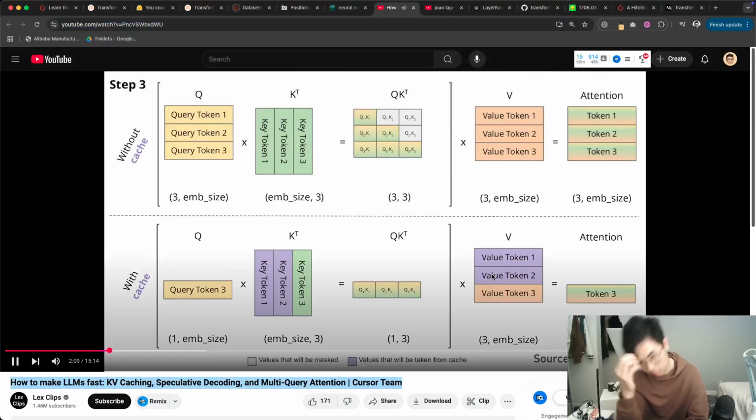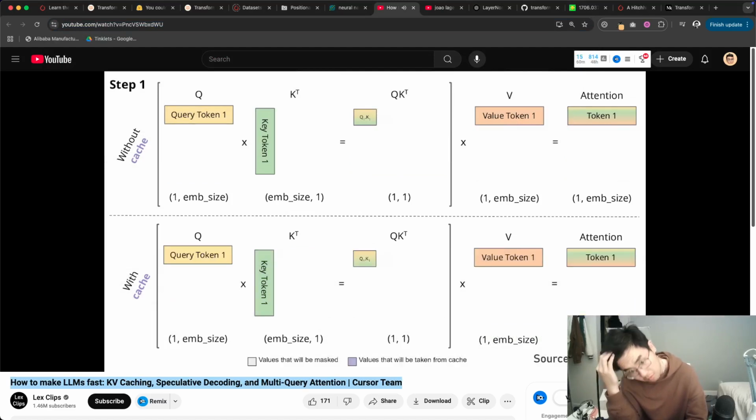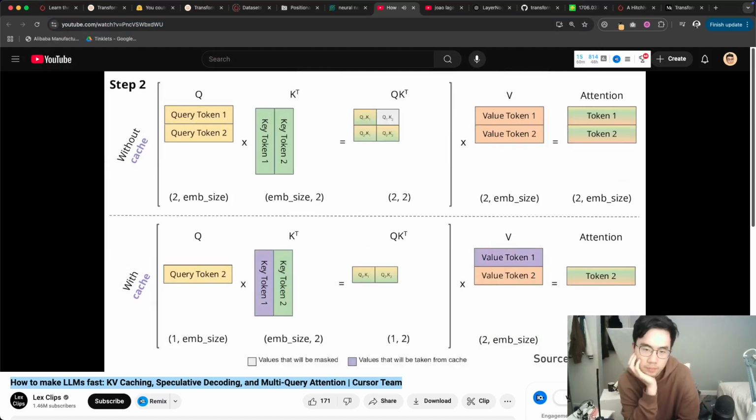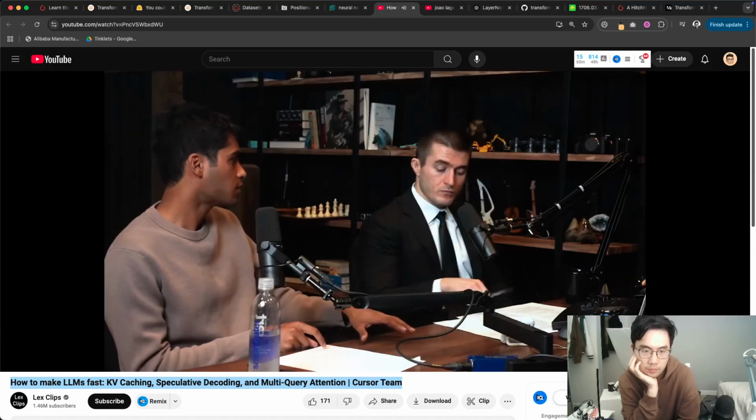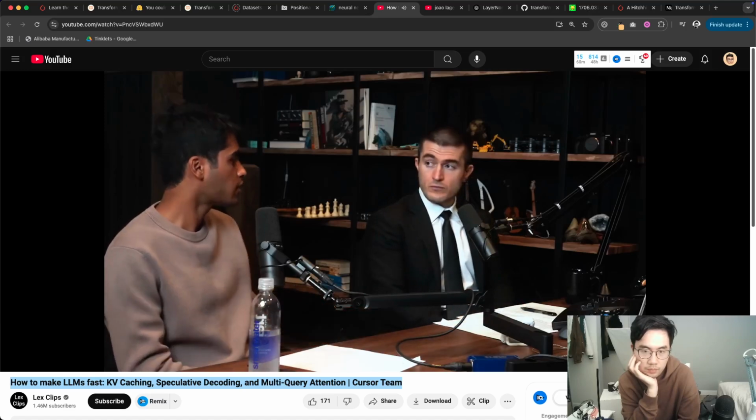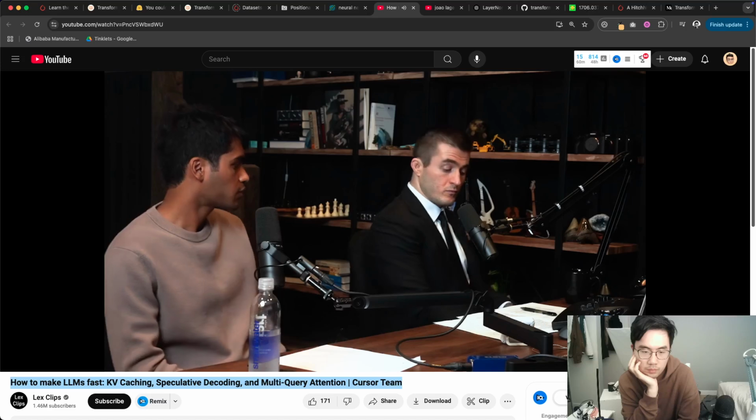All those keys and values are already computed. And so you just need to do the forward pass through that last token. Then when you're doing attention, you're reusing those keys and values that have been computed, which is the only sequentially dependent part of the transformer.